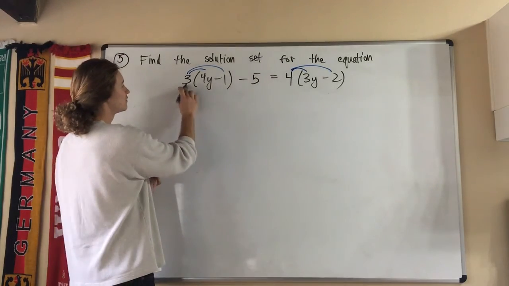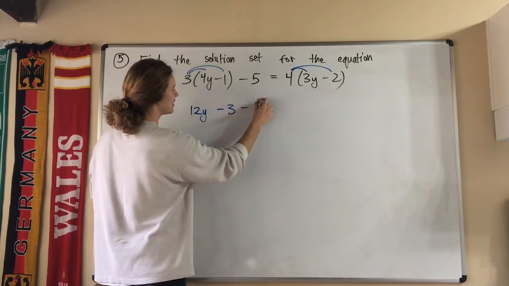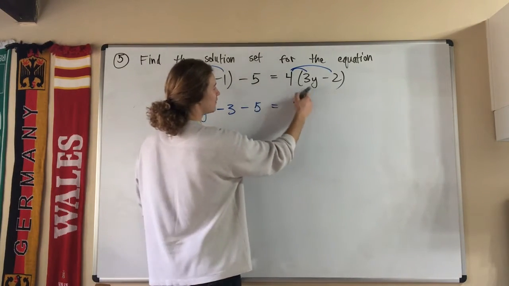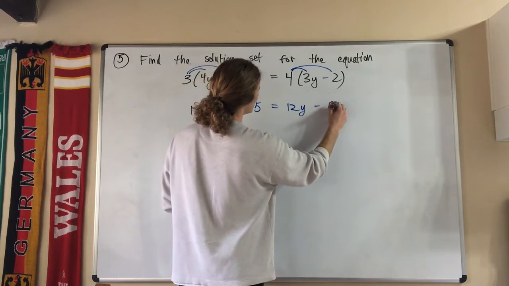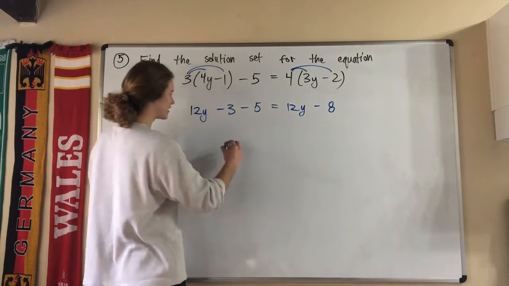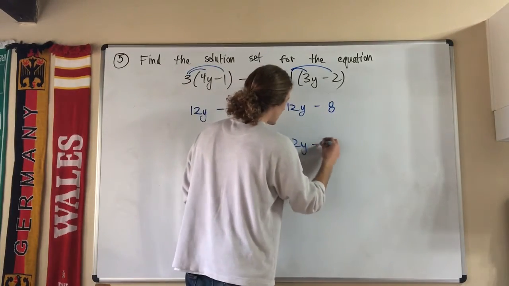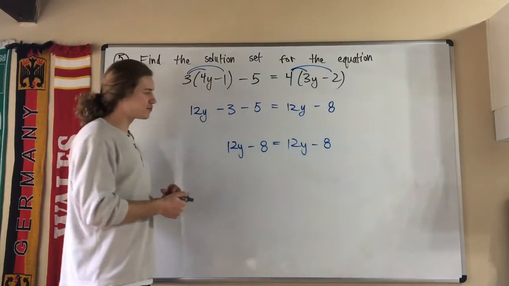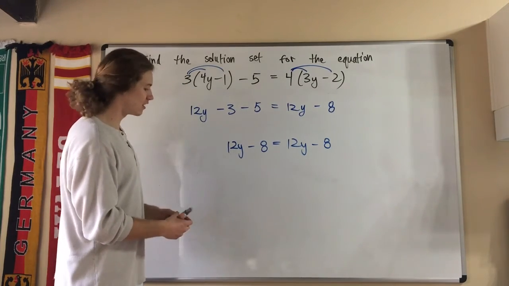So if we do that, 3 times 4y, that's going to be 12y. 3 times minus 1, that's minus 3. I still have a minus 5. On my right-hand side, 4 times 3y is 12y. And 4 times negative 2 is negative 8. If I make this one simpler, maybe you can see at this point, 12y minus 8 equals 12y minus 8, at this point, we would say that this is an identity, which means that all real numbers are a solution.